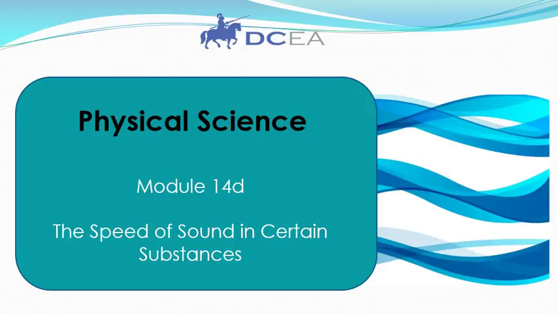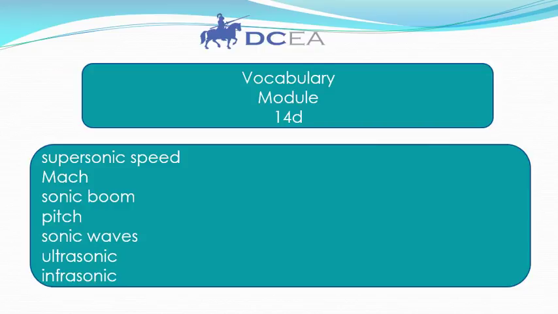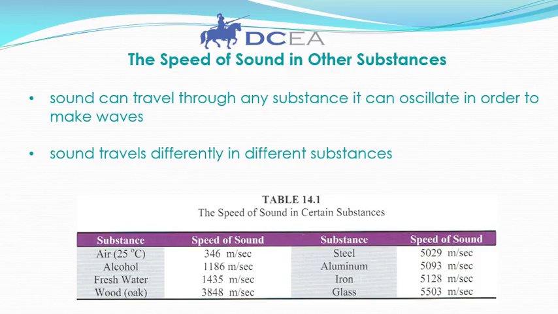Let's learn about the speed of sound in different substances. Our vocabulary: supersonic speed, Mach, sonic boom, pitch, sonic waves, ultrasonic, and infrasonic. Sound can travel through any substance that it can oscillate in order to make waves. Sound travels differently in different substances. So let's take a look at some of these substances.